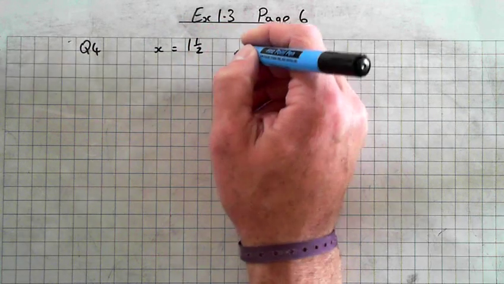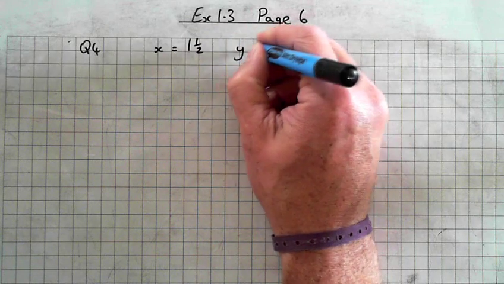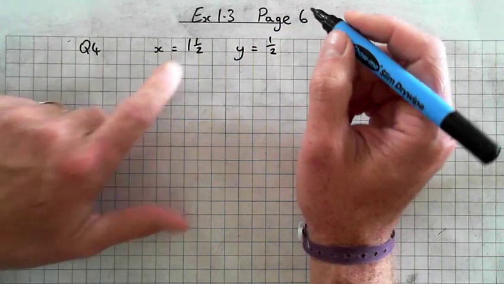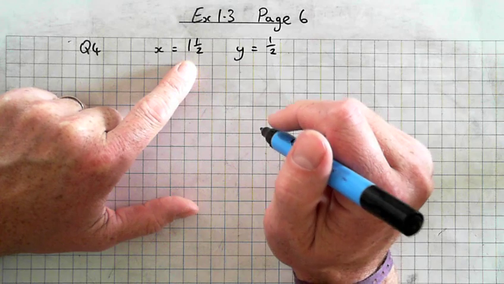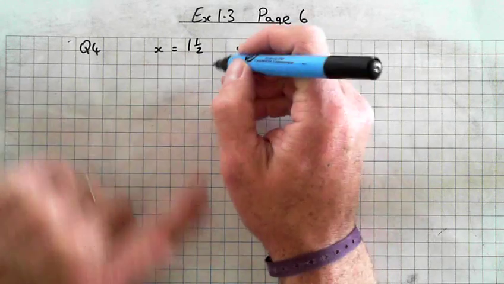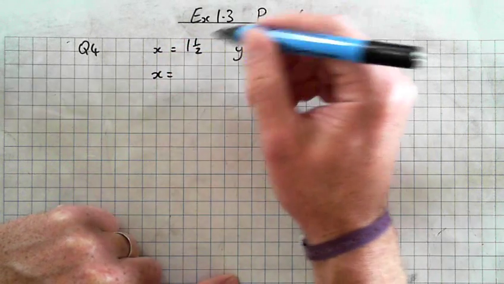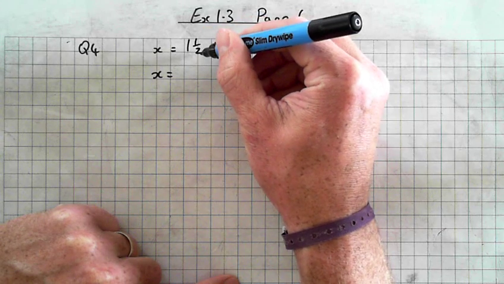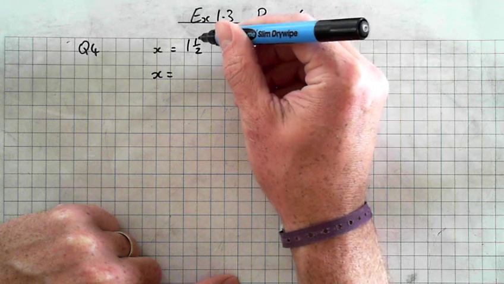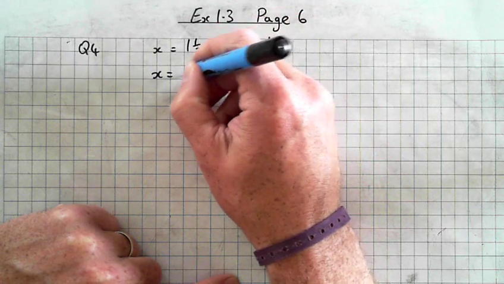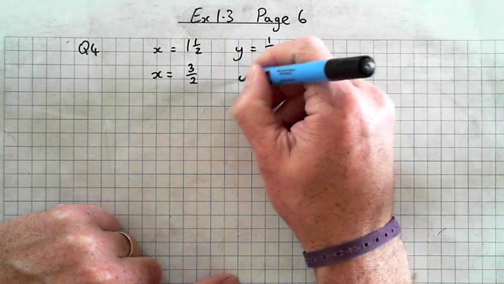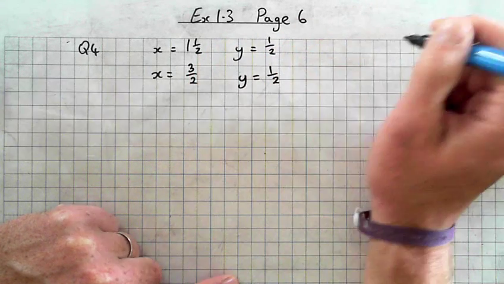Okay, so x is equal to 1.5 and y is equal to 1/2. Okay, that's written as a mixed number. We can write it as a proper fraction. So x is also equal to 1 times 2 is 2 plus 1, 3. Look up. There's another way of writing it. Y is equal to 1/2. Okay?